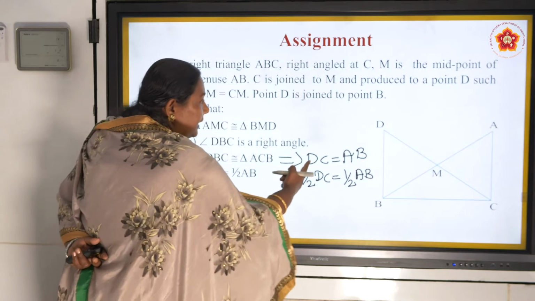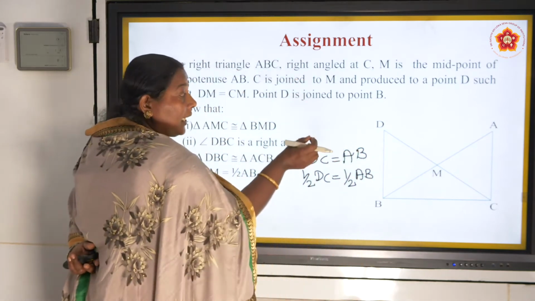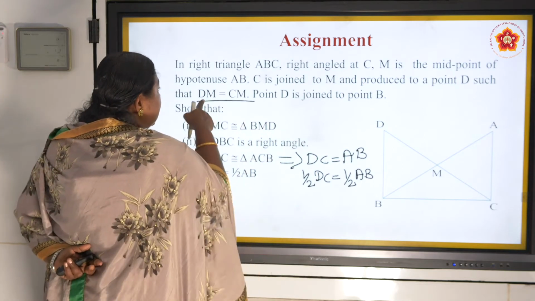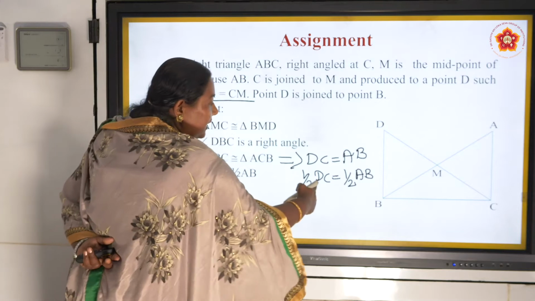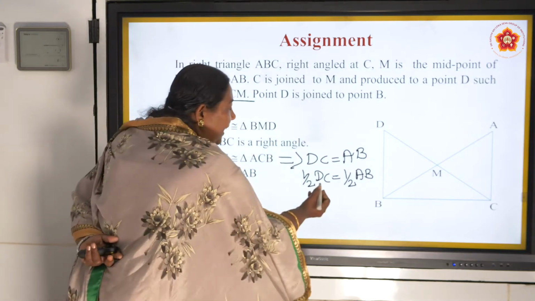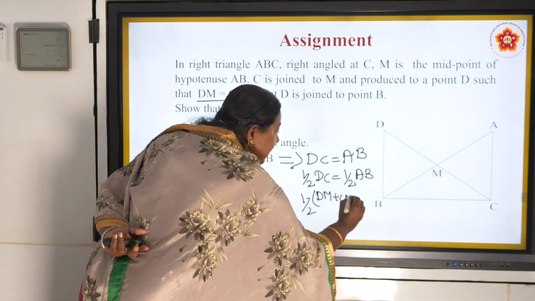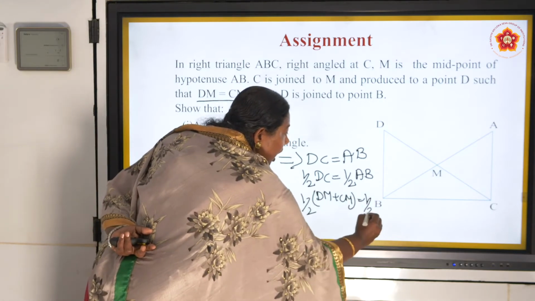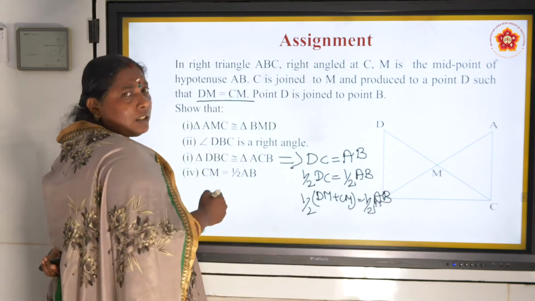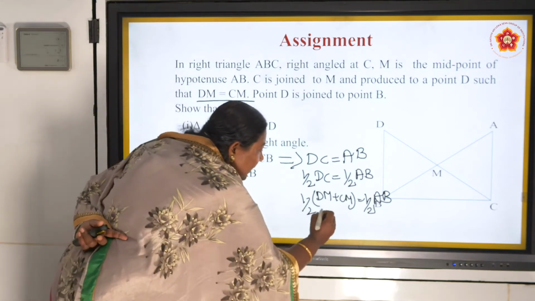So now, half of DC is DM. Is it right? Because M is the midpoint of both. DM is equal to CM, they have given that already. DC is the combination of DM and CM. So I can write DM plus CM is equal to half AB. Next, DM is also equal to CM. Now, who do I want? CM here. Instead of DM, write CM.